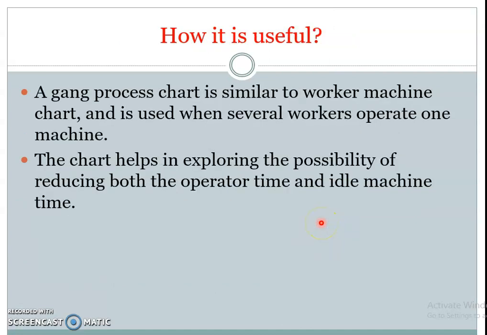So these charts are useful. How? Let us say a gang process chart is similar to a worker machine chart and is used when several workers operate one machine. This chart helps in exploring the possibility of reducing both the operator time as well as the idle time of the machines.